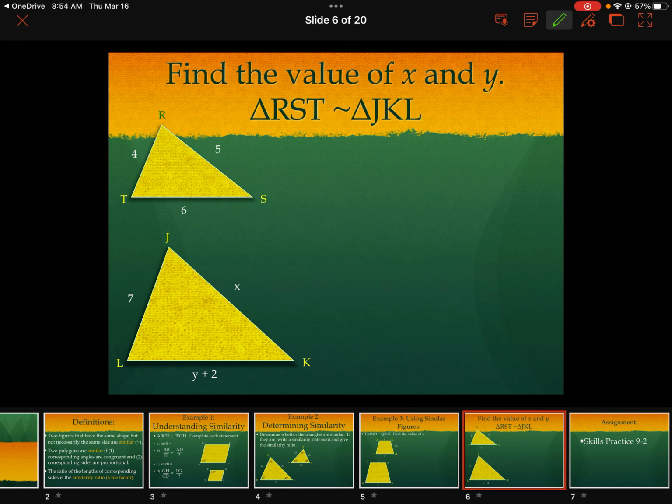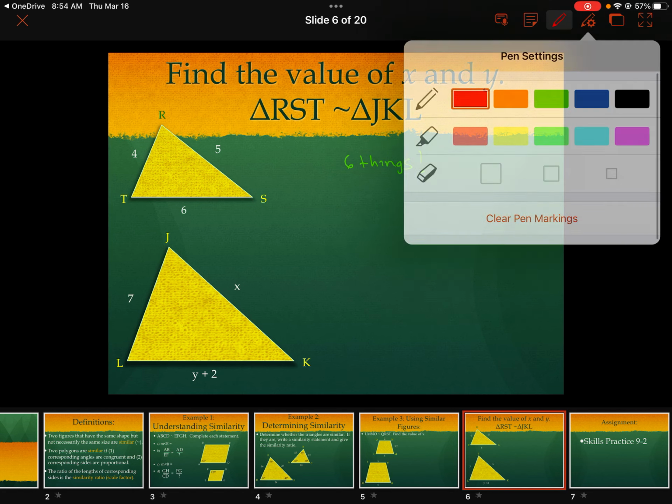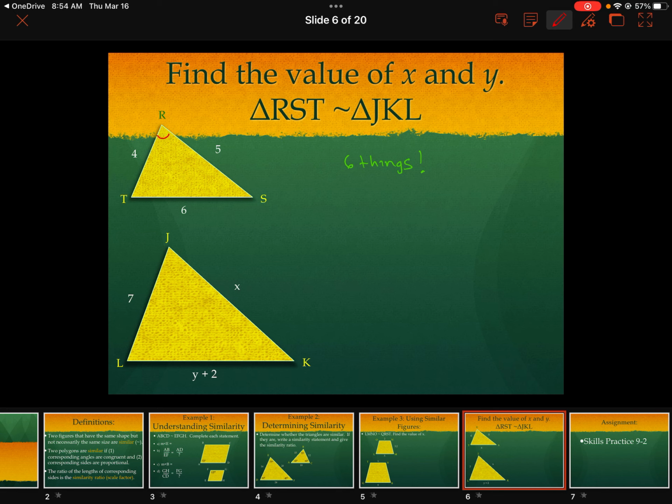We're going to do the same thing with this next problem. We have 2 triangles, and they're telling us that they're similar. So we know 6 things. I'm going to quickly mark the angles that I know are congruent. Angle R and angle J are congruent. Angle S and angle K are congruent. Angle T and angle L are congruent. That just gives me a point of reference so I can quickly compare which sides correspond.